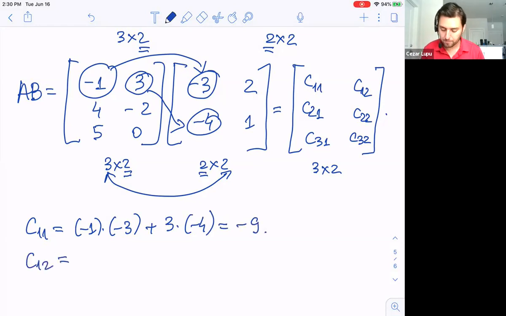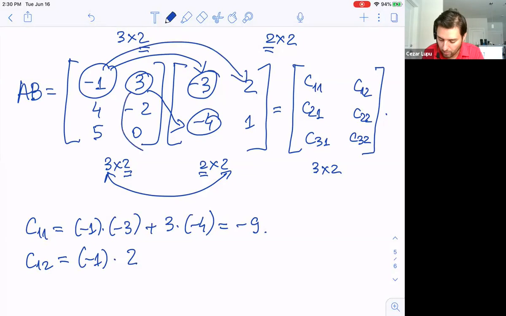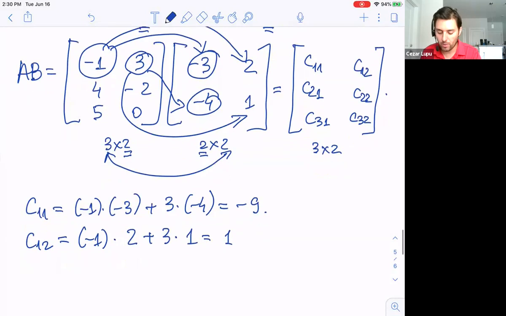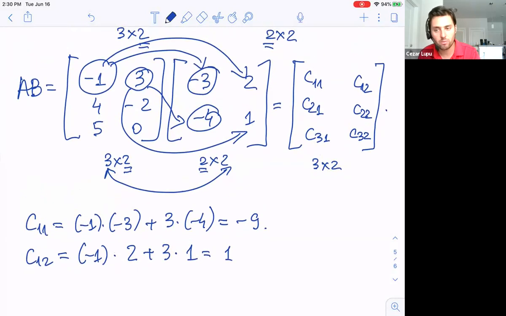Now C12. I'll take again the elements from the first row with the elements from the second column. So it will be -1 times 2, plus 3 times 1, which will give us 1. And then you keep going. Now you're done with the first row of the first matrix. Now you move to the second one.